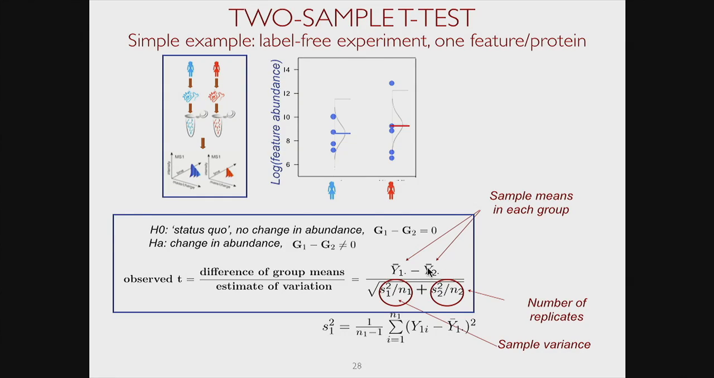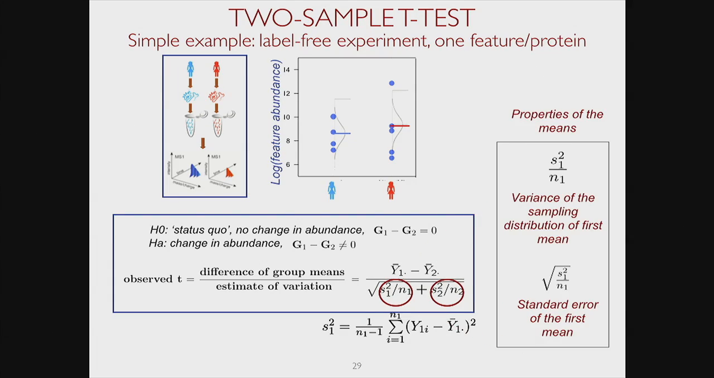There are multiple things that go into this. There is the estimate of variation associated with the mean of the first group, and the estimate of variation associated with the second group. So let me give you a little bit more details here. S1 squared here will be the empirical variance calculated for this group, and S2 squared will be the variance associated with the second group. N1 will be the number of replicates in the first group, and N2 will be the number of replicates in the second group.